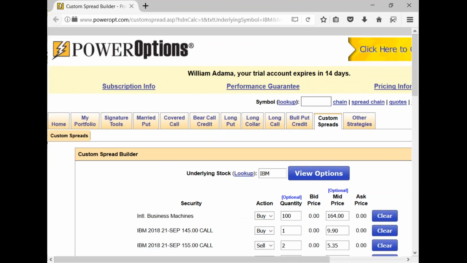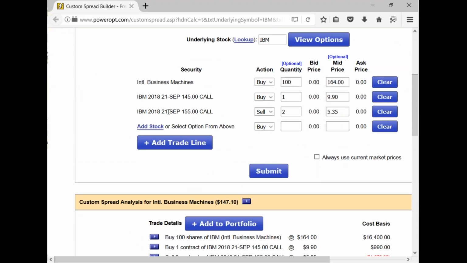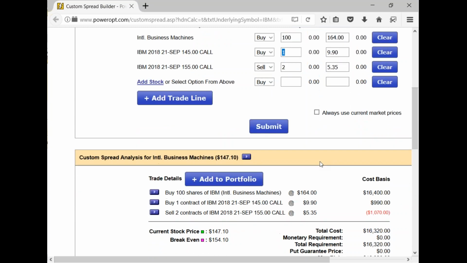What the ratio spread does, I'm going to sell 2 higher strike calls. In this case, this September 155s for 5.35. So we're going to get $10.70, and I'm going to buy a September 145 for 9.90. I own 100 shares, and I sold 2 calls against it. 1 call is now covered by this extra long call that I received at a credit. All right, we get a credit of $1.80 actually in this transaction.